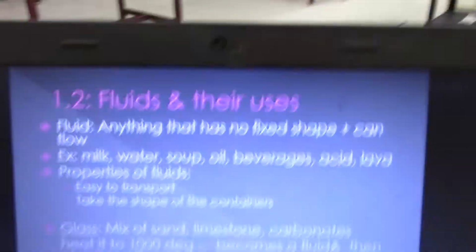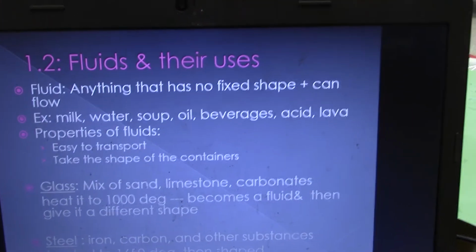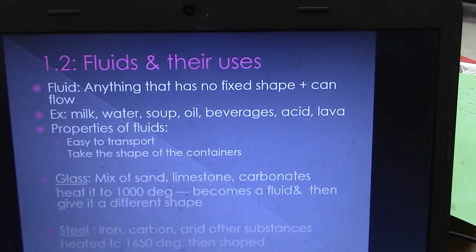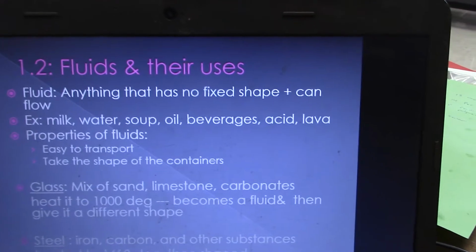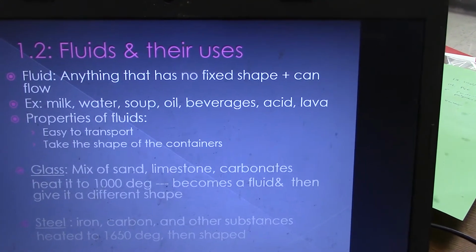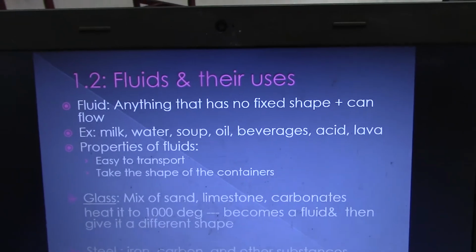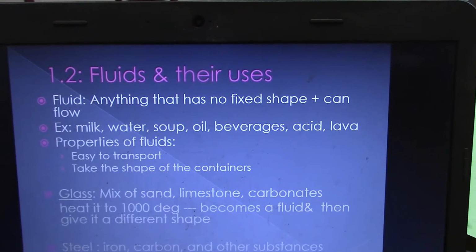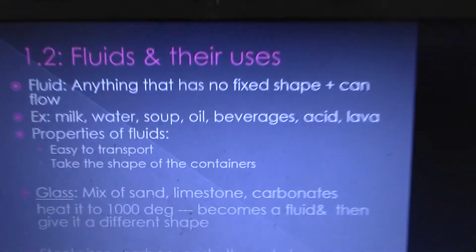So let's start with just some information about fluids. So fluids and their uses. A fluid itself is anything that has no fixed shape and can flow. That could include liquids and gases, and in some cases, very slow-moving solids like glaciers or ice fields. Okay, so you can see some examples here, right? Water, soup, oil, and so on.